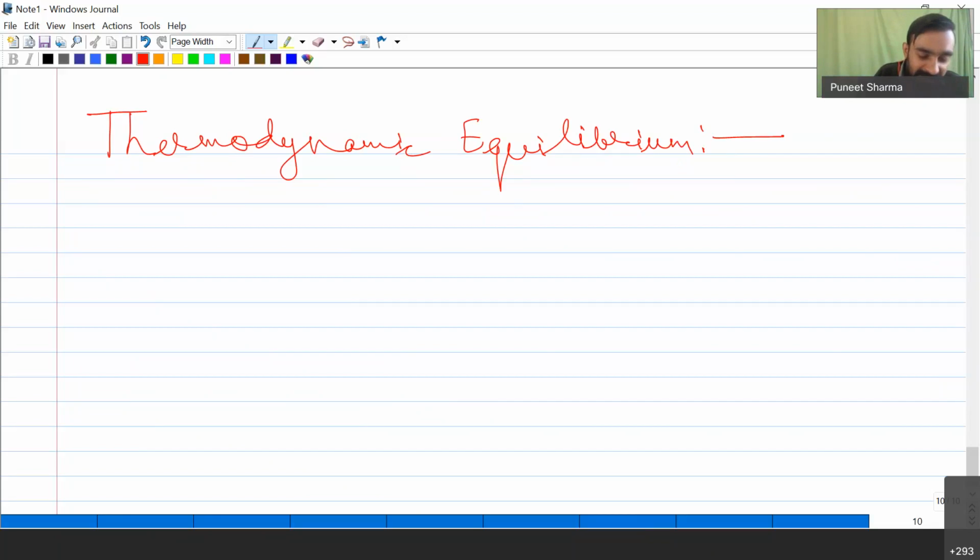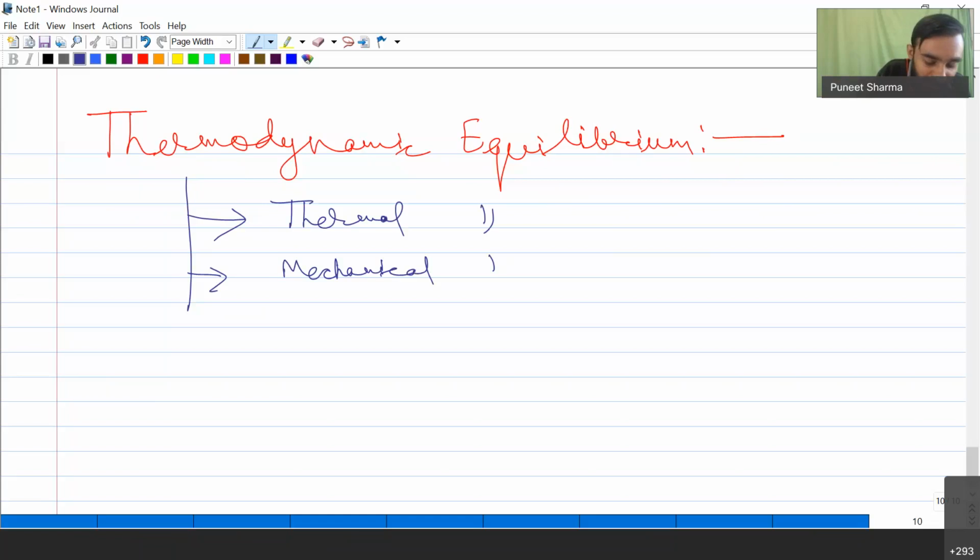We say that our system is in thermodynamic equilibrium if it satisfies three criteria. The first criterion is that the system is in thermal equilibrium. Second, it is in mechanical equilibrium, and third, it is in chemical equilibrium. If our system satisfies all these three conditions, then only can we say that it is in thermodynamic equilibrium. And in that case, obviously we will be able to specify the state of the system.